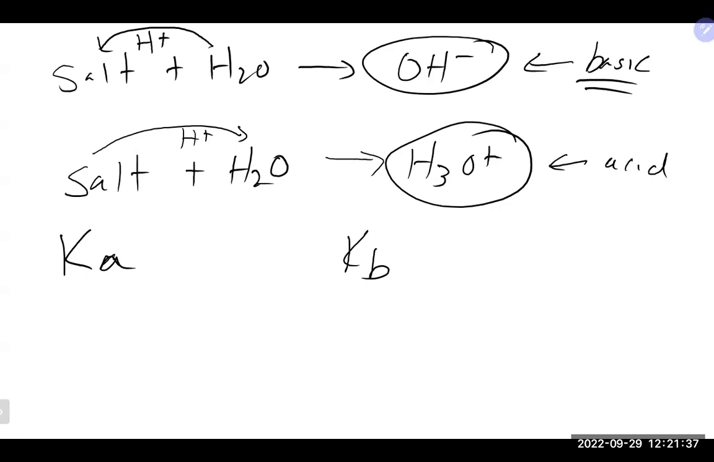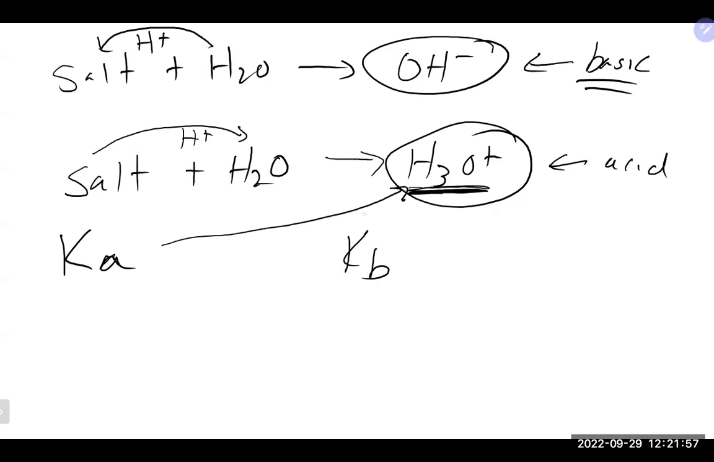In the equation, should it be H3O plus or H plus, and which side should it be on? It should be on the product side. So if you write a reaction and you produce H3O plus on the product side and you need to do a calculation, you should be using the Ka value.